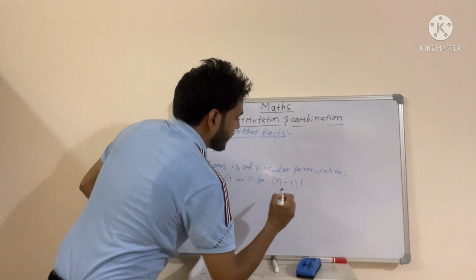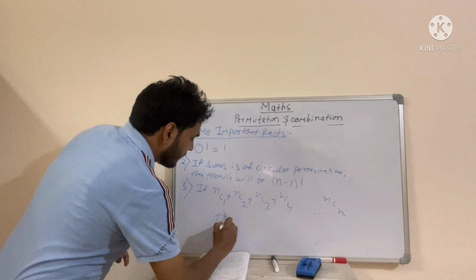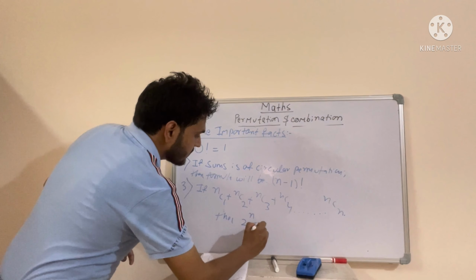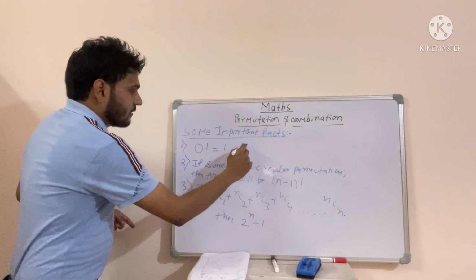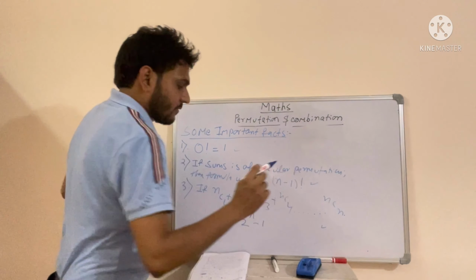Number 3, if nC1 plus nC2 plus nC3 plus nC4 and so on up to nCn, if this series is going on, then the answer will be 2 to the power n minus 1. Okay, 1, 2 and 3. These first, second, third are very important facts. This is fine.